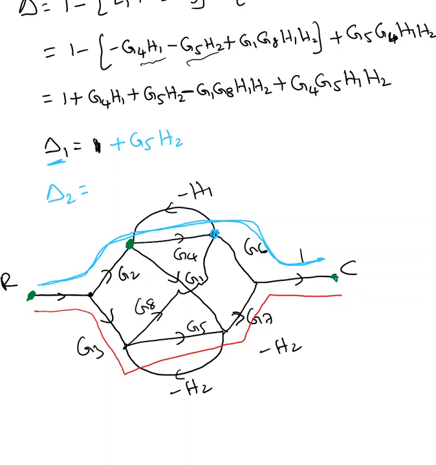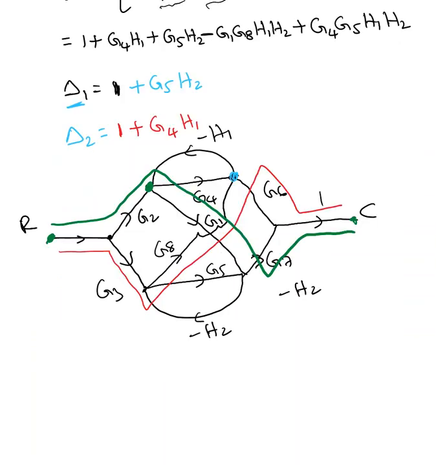and same way delta 2 equal to, if we do the same thing, the red line is path 2. So if you look at path 2, I believe 1 plus only G4 H1 is not touching. Sorry, G4 H1 is not touching path 2, every other term is touching that path.